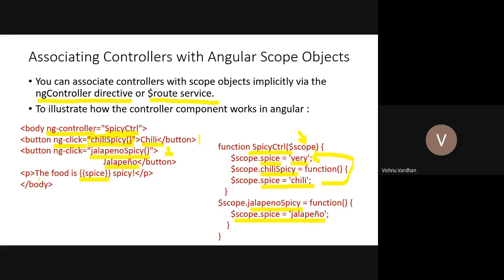Initially, without clicking any button, the actual term will be the food is very spicy. As soon as the first button is clicked, it will become the food is chili spicy, and as soon as the second button is clicked, it will be shown as the food is jalapeno spicy. So in that way, we can implement our own controllers according to the functionalities that you require in a given Angular scope.